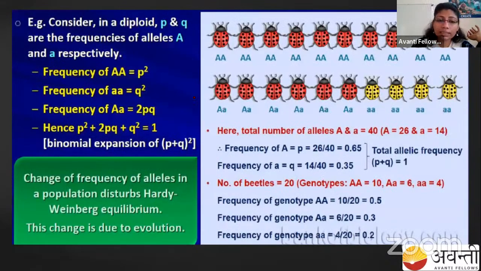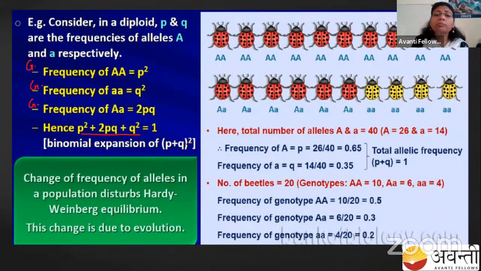And the equation says p square plus q square plus 2pq is always equal to 1. Here p square is the genotypic frequency of the homozygous dominants, q square represents the genotypic frequency of the homozygous recessive, whereas 2pq represents the genotypic frequency of the heterozygous individuals.